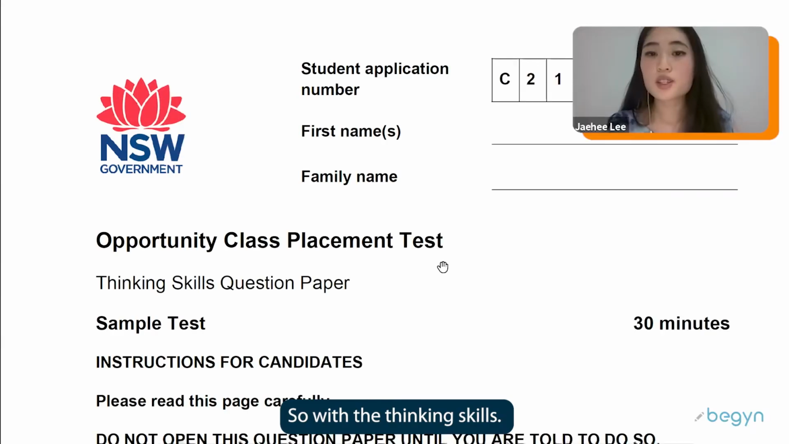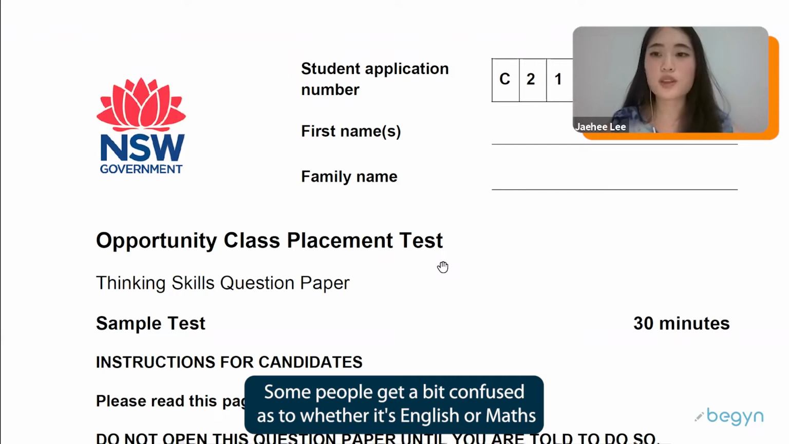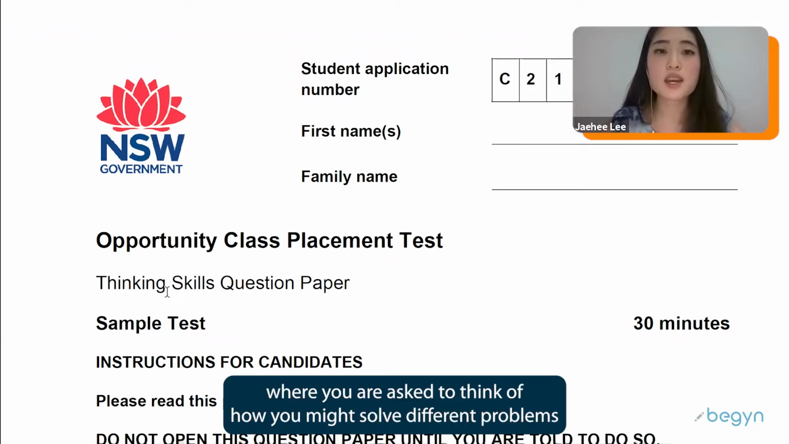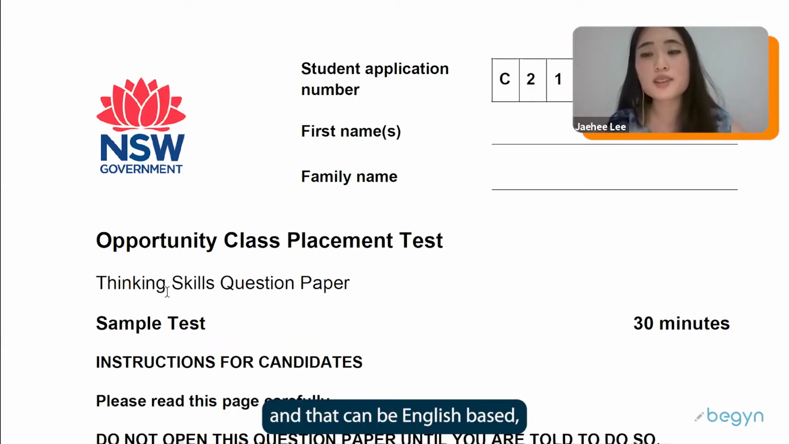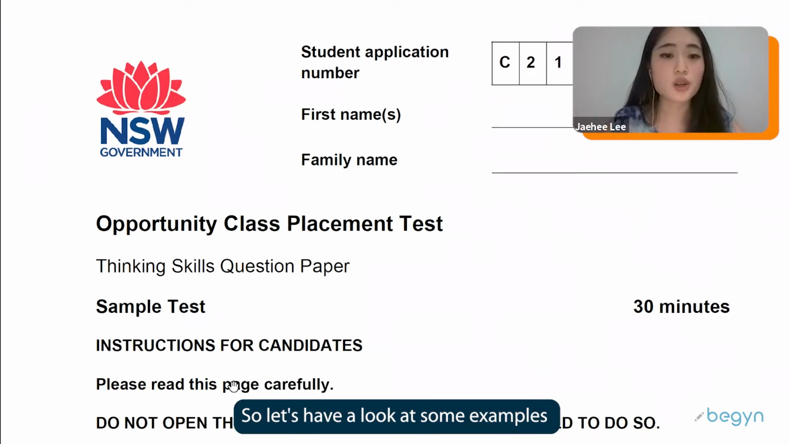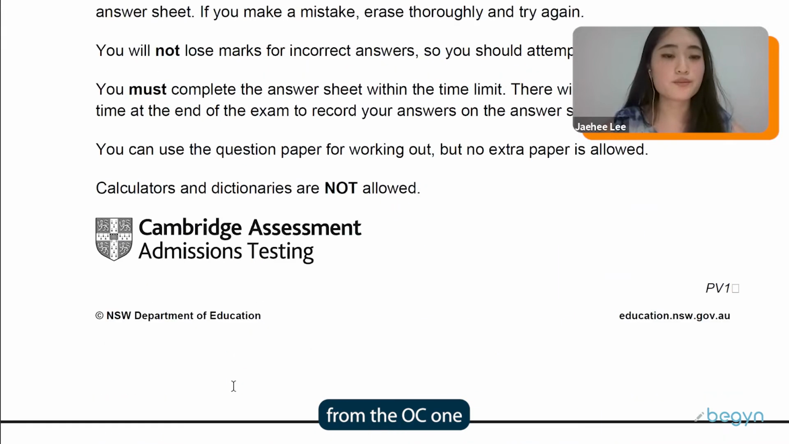So with our thinking skills, it's a little bit of a mix. Some people get a bit confused as to whether it's English or maths. Honestly, it's sort of in its own category where you're asked to think of how you might solve different problems. And that can be English-based, it can be maths-based, it could be more situation-based. So let's have a look at some examples from the OC one.